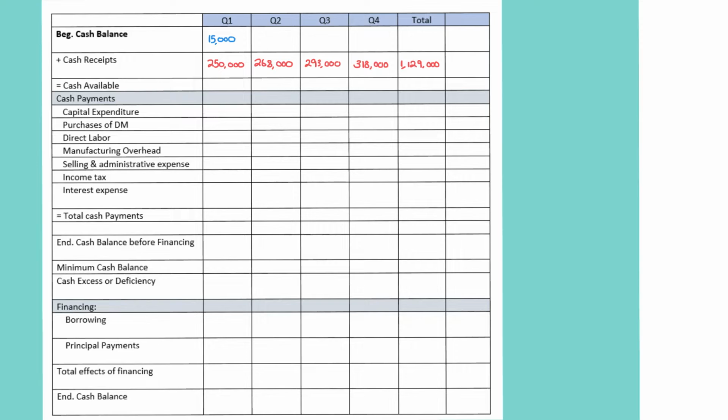now total cash available will be the total for these two. I'm gonna add these two. 15 plus 250, it's gonna be 265.